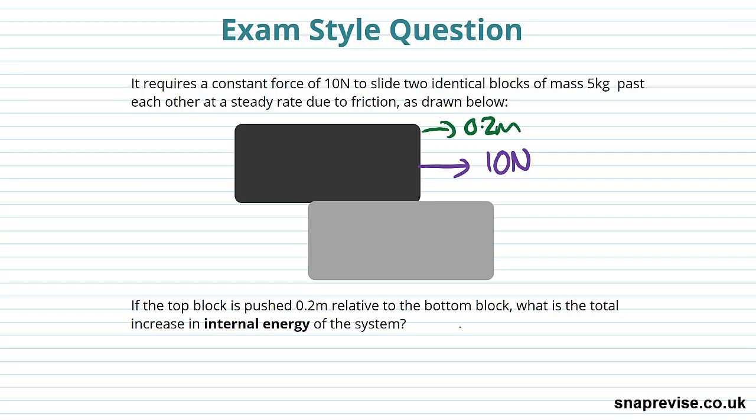So in this video, we're going to look at our first exam style question on this, which is just thinking about essentially doing work and friction and the heating we get from that. It requires a constant force of 10 newtons to slide two identical blocks of mass 5 kilograms past each other at a steady rate due to friction, as we've drawn below.